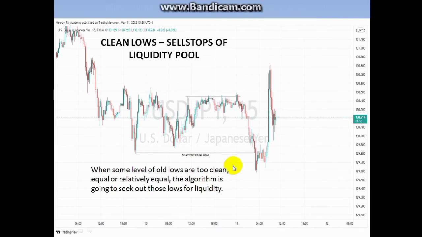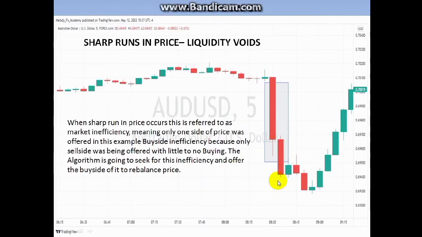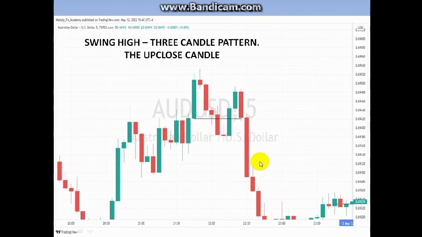Because price is actually going to seek liquidity, and you should be able to identify liquidity voids, sharp runs, and market inefficiency. Train your eyes to identify this. Then for our up close candle, for our swing high, this will be our order block. This is a liquidity void. Also we have the fair value gap right here. So you should train your mind to be able to identify all these.